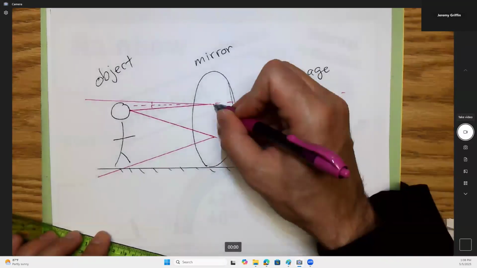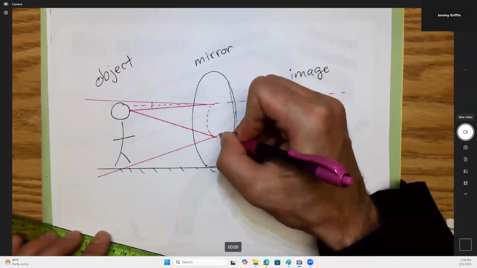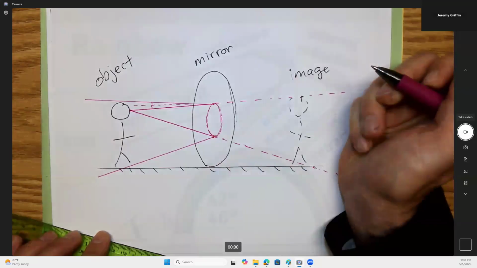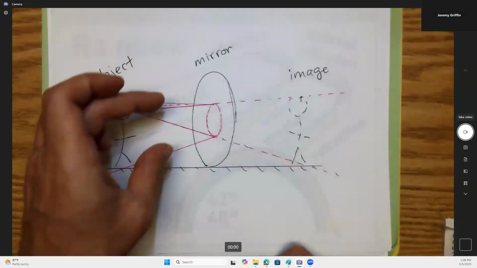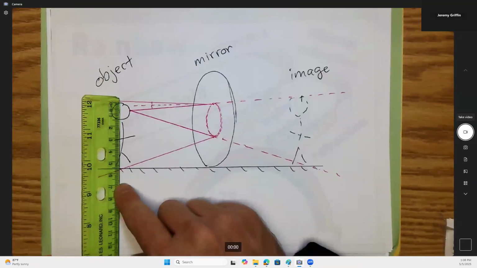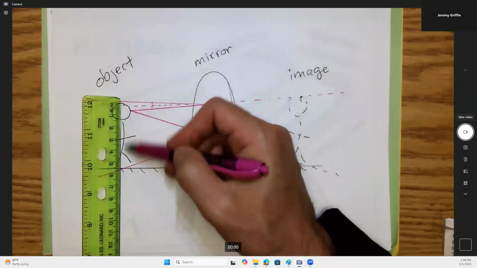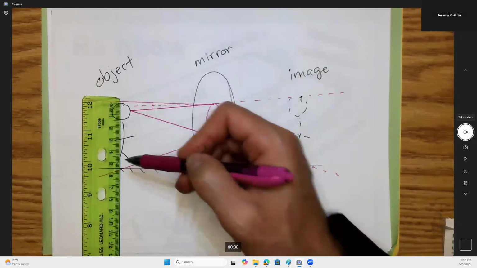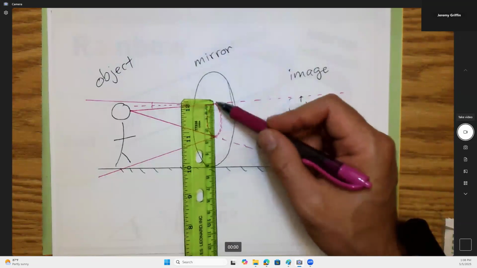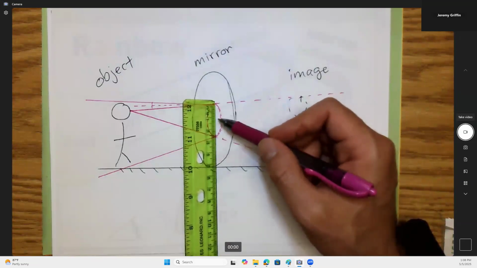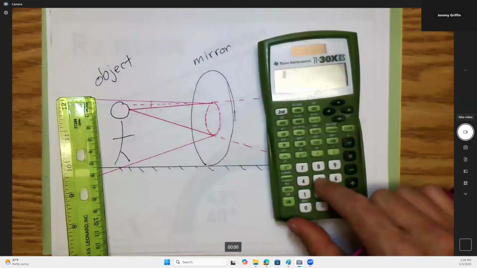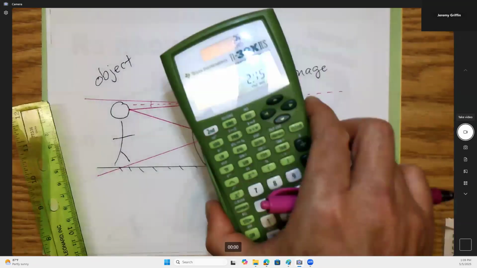Now, how much mirror does he actually need to see his entire reflection? Isn't it just this bit of mirror right here? That little bit, right? And what do you think that mirror is compared to his height? Let's measure it. How tall is this guy? About 5.5 centimeters tall. Let's check this out. The mirror is about 2.75 centimeters, 2 3/4. Guys, what's 5.5 over 2? It's 2.75.